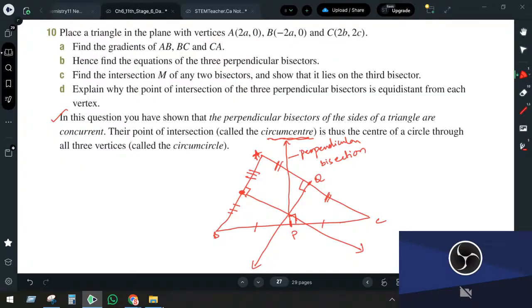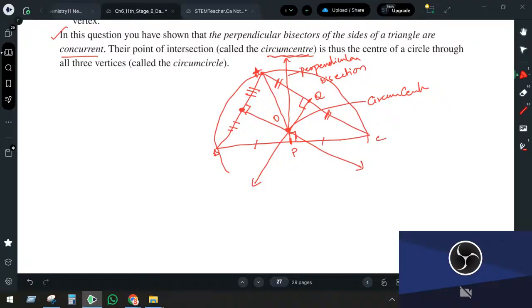They are also concurrent. This point is said to be the circumcenter. And if you take this as O, you can take OA as a radius, and if you draw the circle, it touches the vertices. This is called the circumference. The triangle goes to the circumference, circumcenter, and this is the 3-point circumference. The center of the circle is the circumcenter.